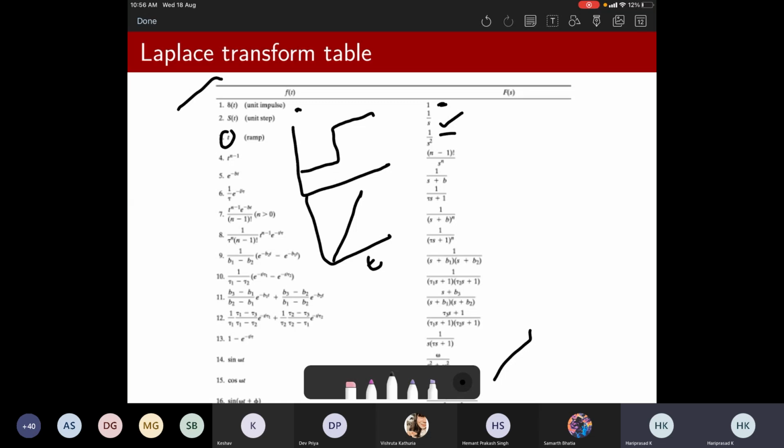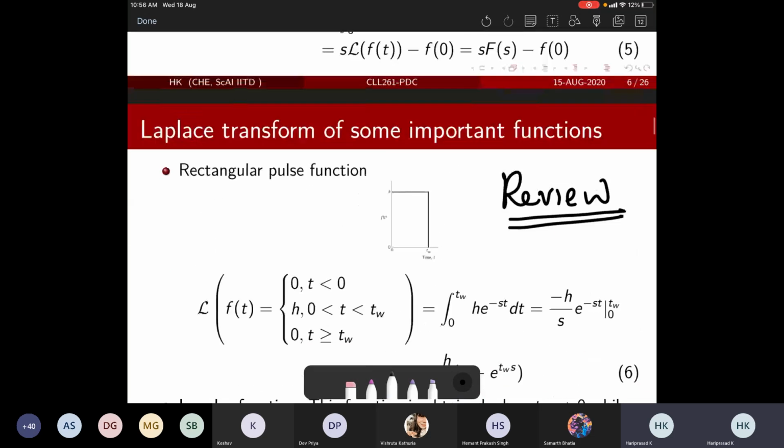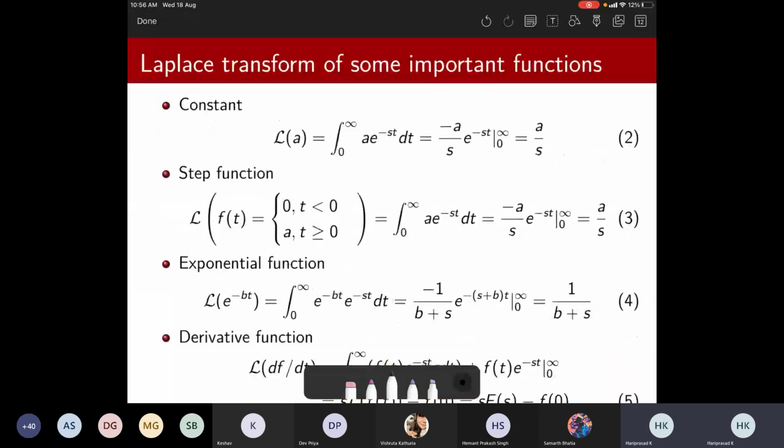T, it is 1 by s square. But how are you getting this? You are just doing the integration. So how do you calculate the Laplace transform of a constant? Let a be the constant. Integral of minus a into s, e raised to minus st dt. Okay, so you take the a out, integral of minus st by 1 by s into minus st. Of course, this is a definite integral. You substitute 0 to infinity, it will be a by s.